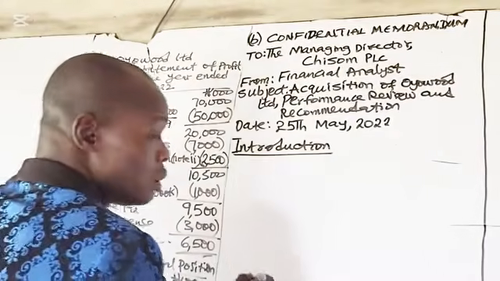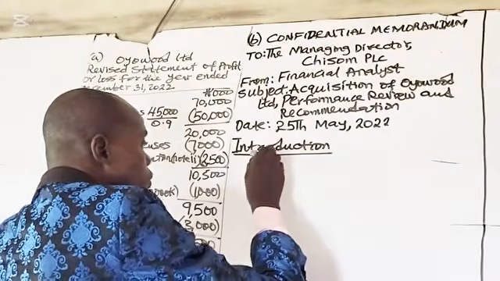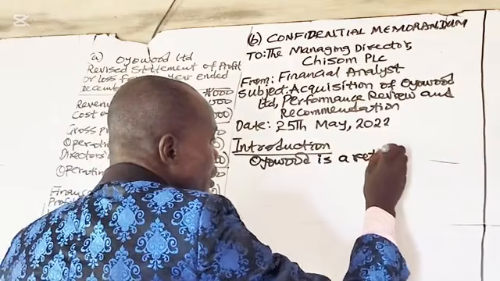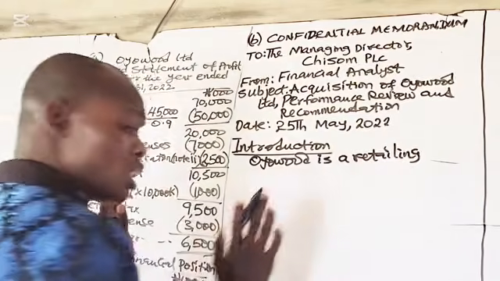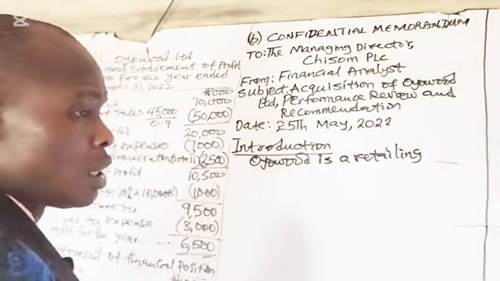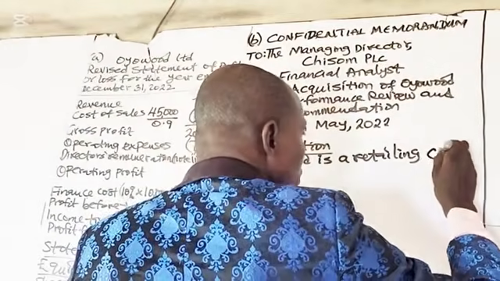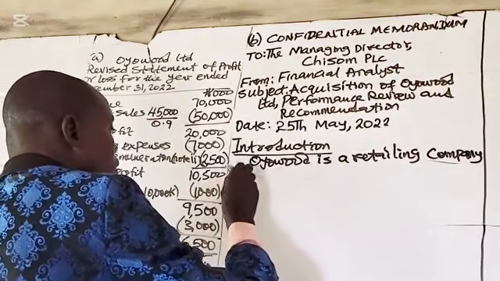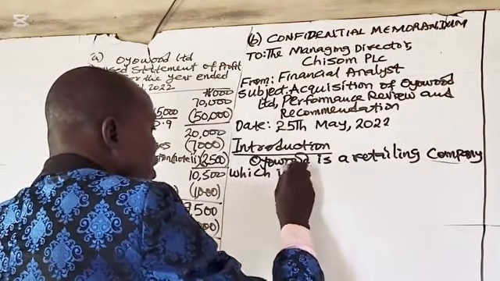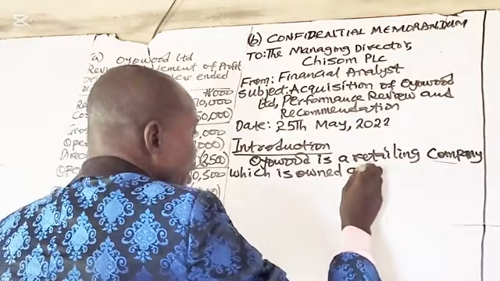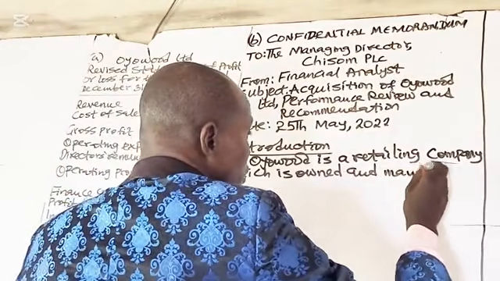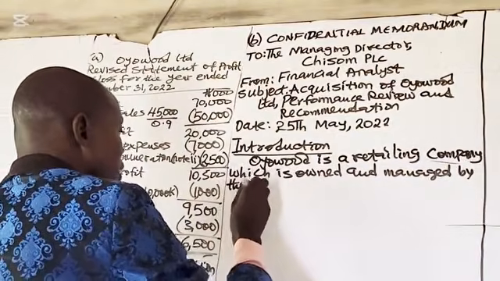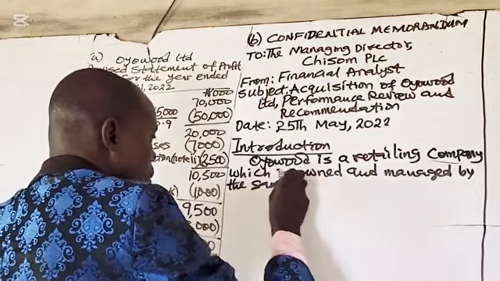So you can start by saying Oyo Wood is a retailing company, and that is the information we could get from the question. It's a retailing company which is owned and managed by the same family.